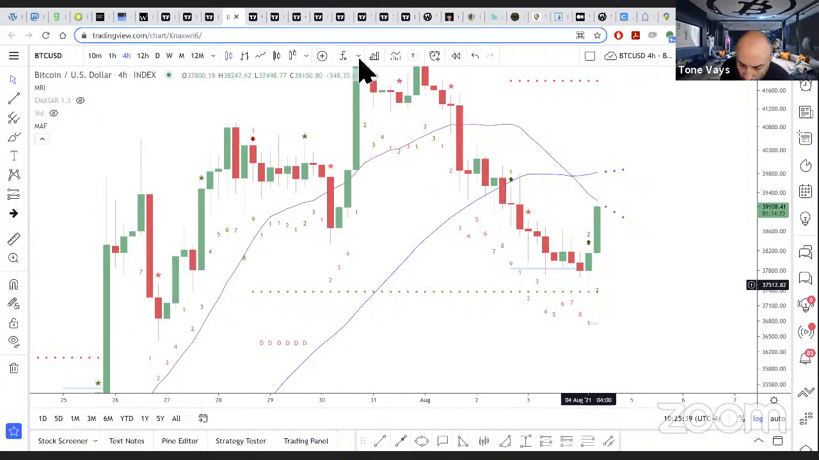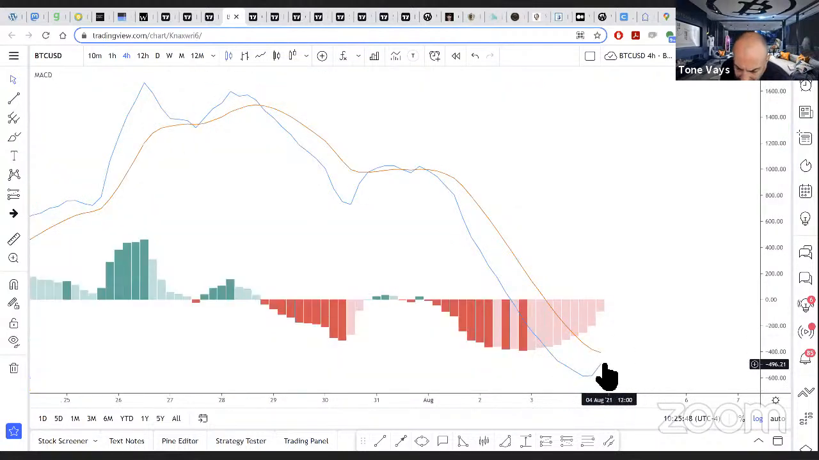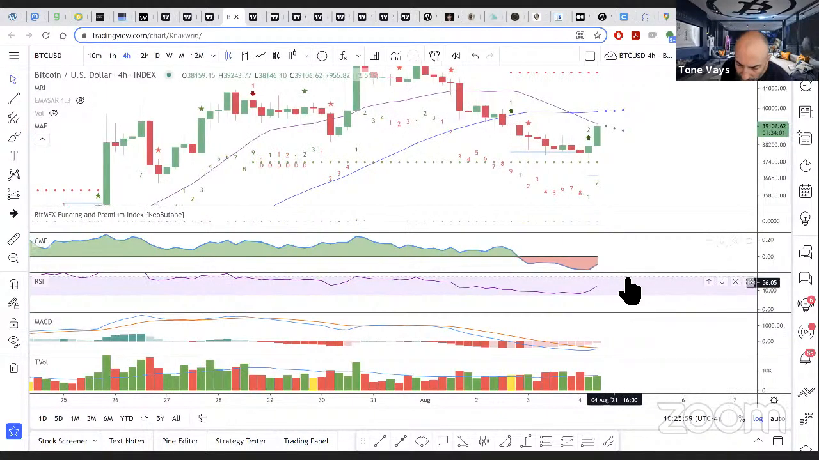I believe that the pullback has ended. I don't really know what the volume looks like. The volume looks fairly okay. The MACD is about to cross over, but I still like to see it above the 0 line. This is, of course, the 4-hour chart. The CMF is not looking good, so we need a little bit more upside to flip that to the green.